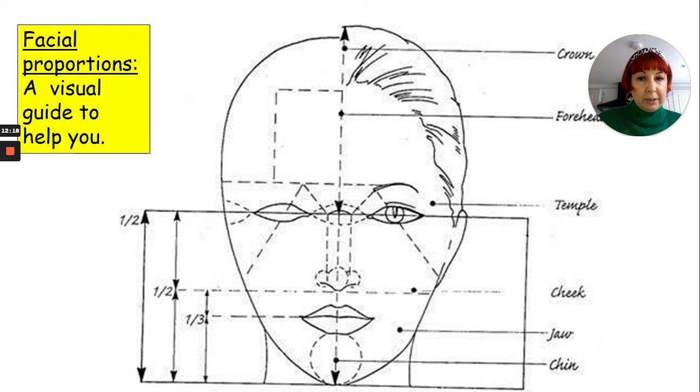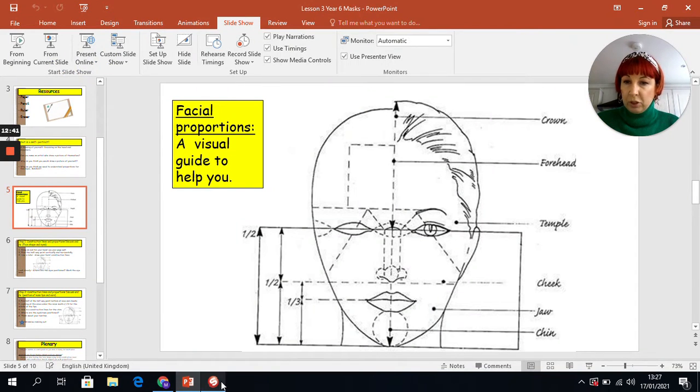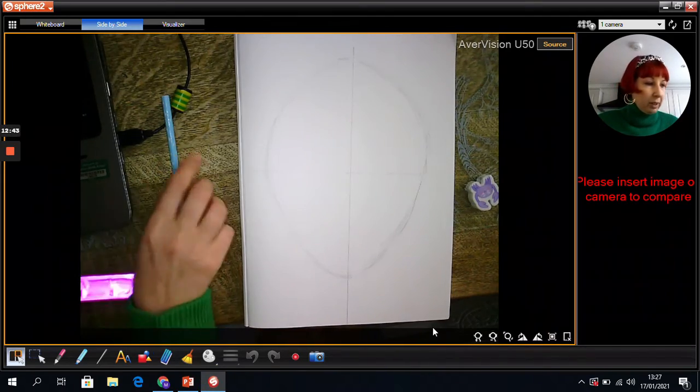Okay, absolutely fabulous. So now we're going on to the next step where we're going to mark the bottom of the nose, and we're going to mark the centre point of the lips. So I'm going to model that again using the visualizer, Mr. Visualizer. Let's go back to you, model that again.